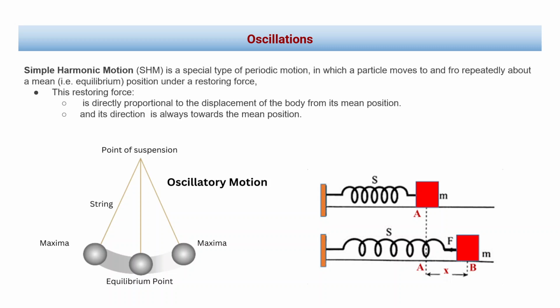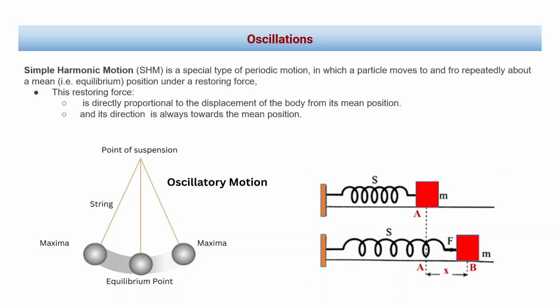So simple harmonic motion is a special type of periodic motion in which a particle moves to and fro repeatedly about a mean or equilibrium position under a restoring force. So it's a type of periodic motion. Periodic motion we all know, like the motion of Earth around the Sun is a periodic motion, or the hands of a clock moving, they are also periodic because they repeat after a particular time, and always that time is also the same.